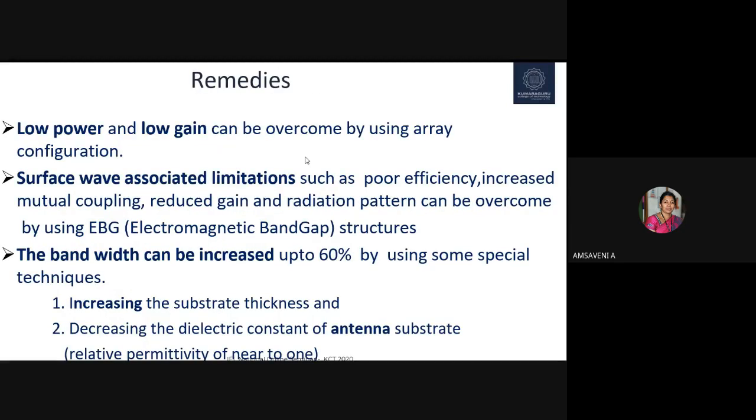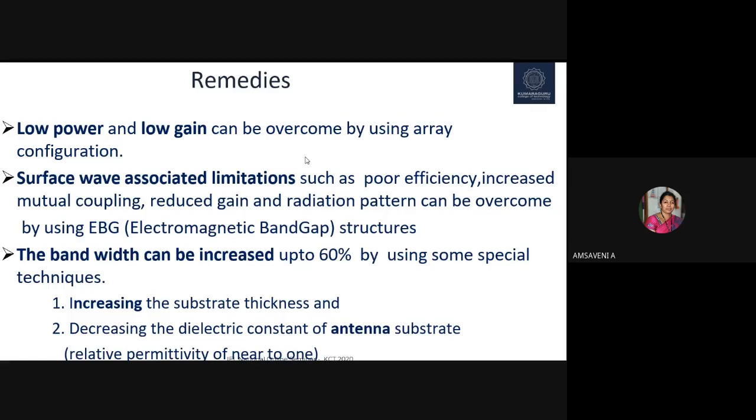How to improve gain? It provides low power gain. So how to improve that? By using array configuration. The main advantage of array configuration is to provide high gain or high directivity. So by using an array of microstrips, you can have a better gain.